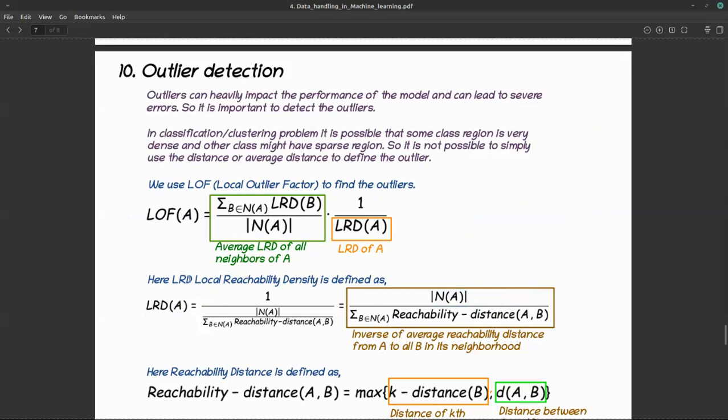Now, using this density, I am defining my LOF, local outlier factor.